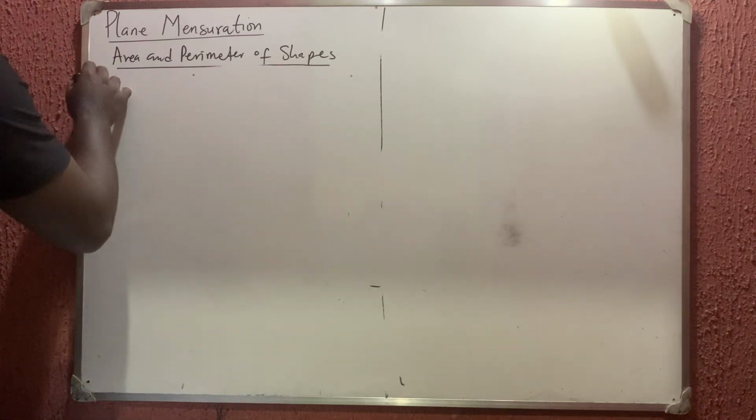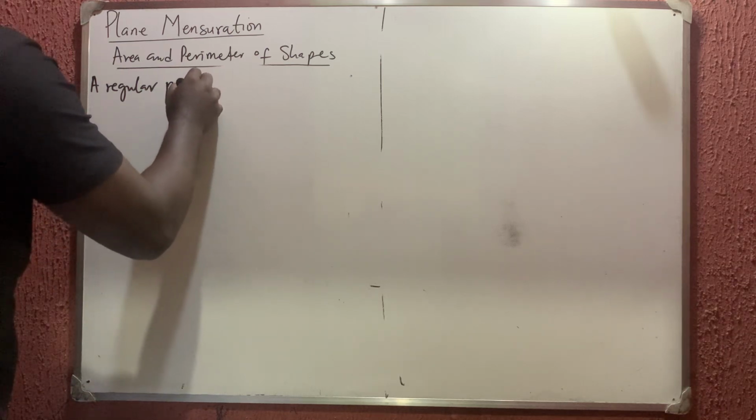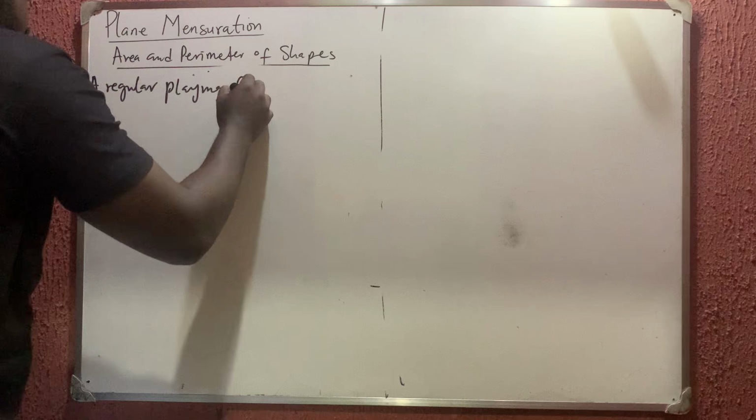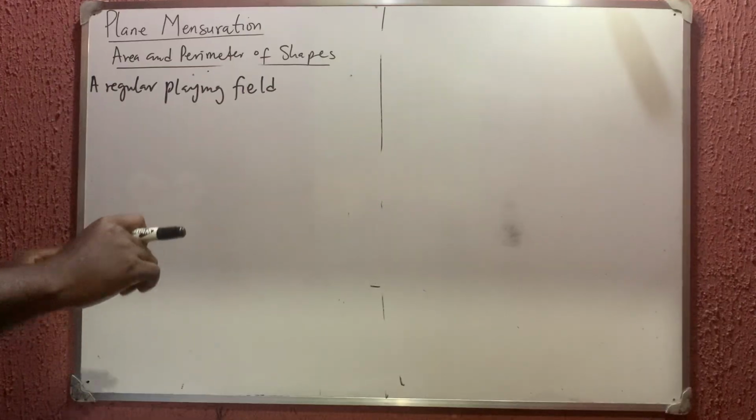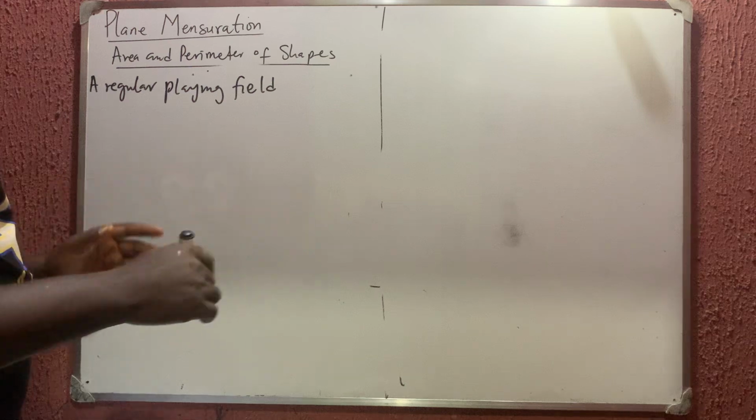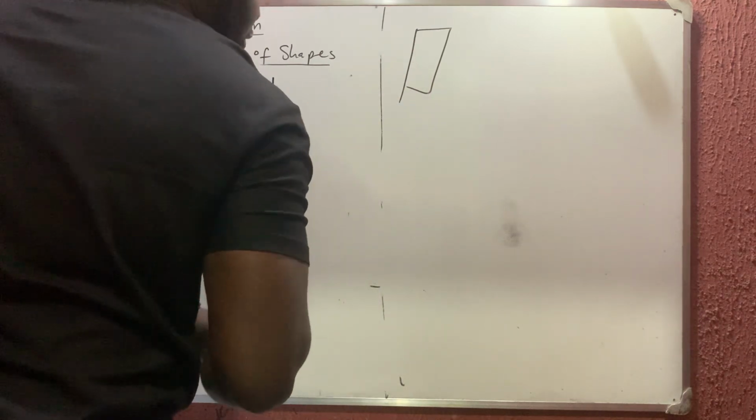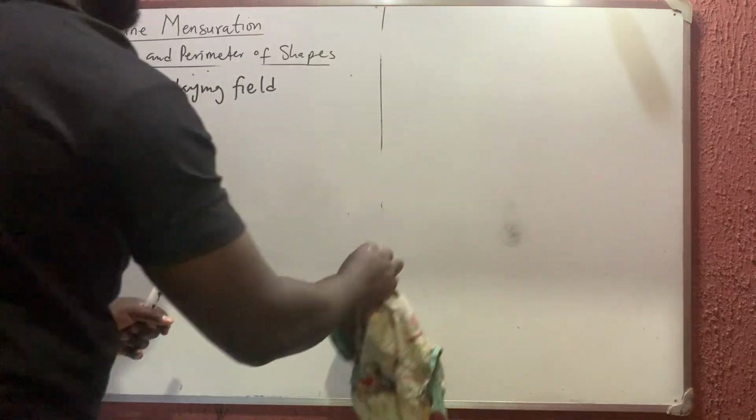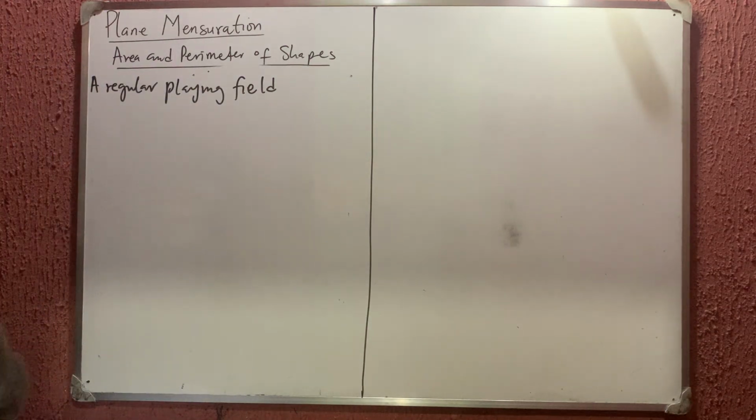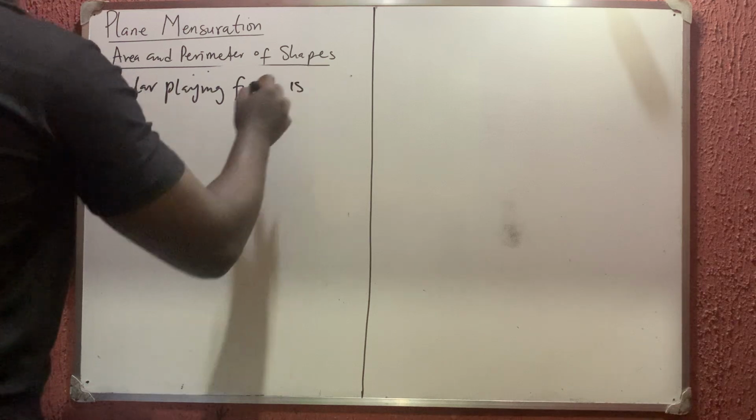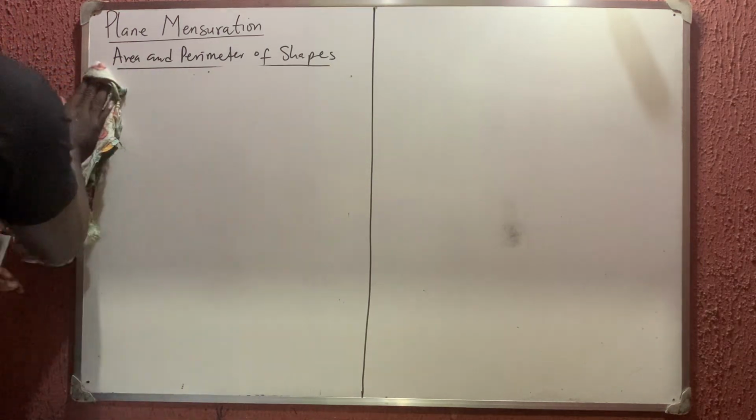So the next question said a regular playing field. Whenever you hear regular, it means that the shape is okay. Some rectangular shapes are not really regular, they are irregular shapes. So if they say regular shape, it means the sizes are okay, so there is no problem anywhere. Sorry, it's a mistake.